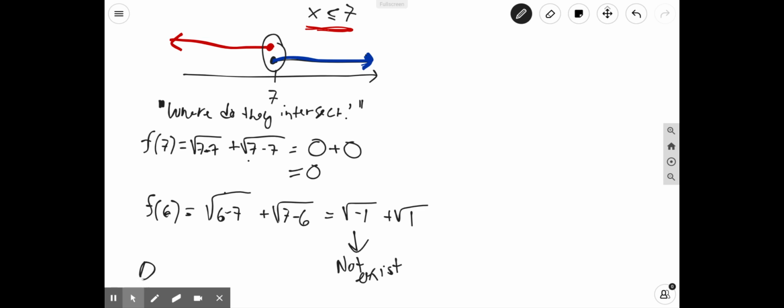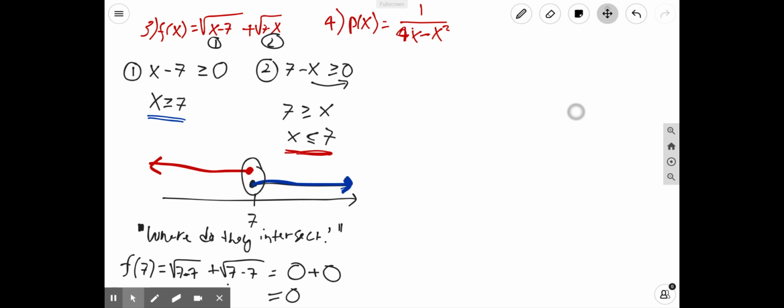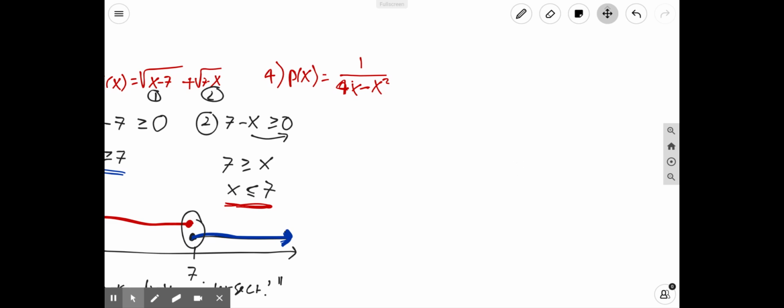So what's the domain? The only value that exists for this function is 7. X equals 7 is your only possibility for both roots to work at the same time. I hope that makes a little bit more sense. This is pretty important and pretty challenging, I'm not gonna lie. So let me go ahead and do the other one also.